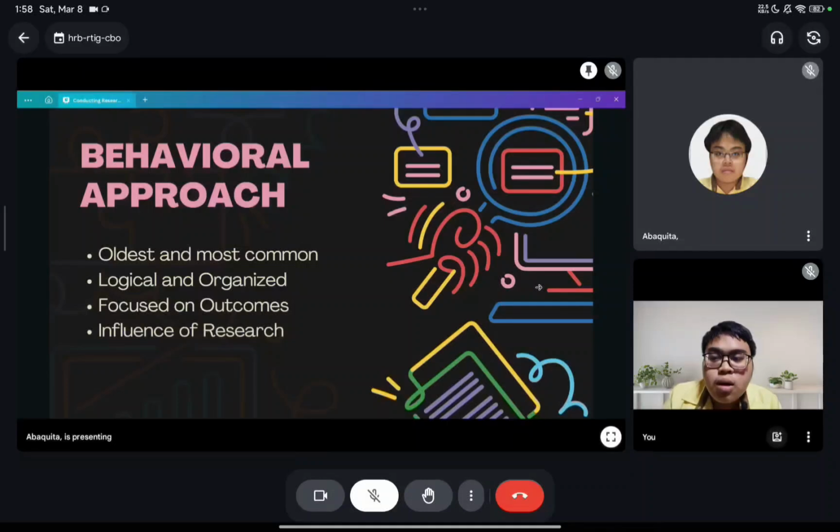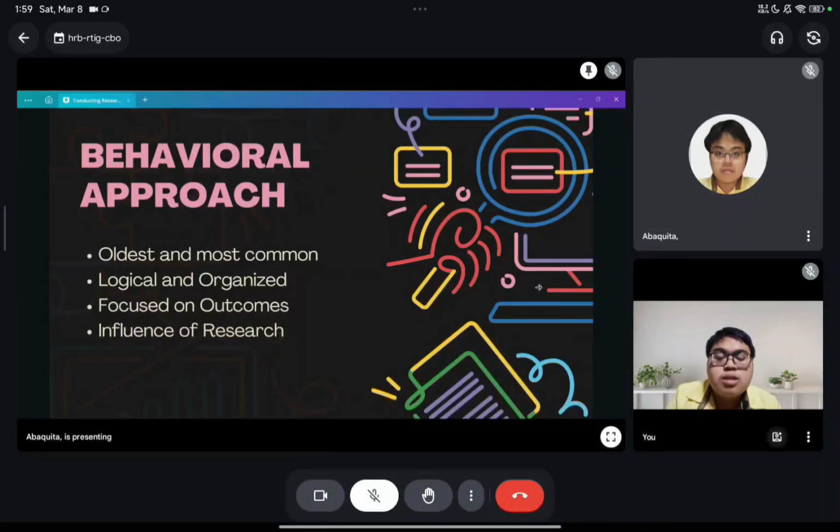The behavioral approach is the oldest and most common approach, and this method has been used for a long time and is popular in many schools. It relies heavily on blueprints outlining what the students should learn and how they should learn it. It is logical and organized, as the teaching goals are clear and measurable, and the lessons follow a step-by-step process, making it easy to see if the students meet the set goals.